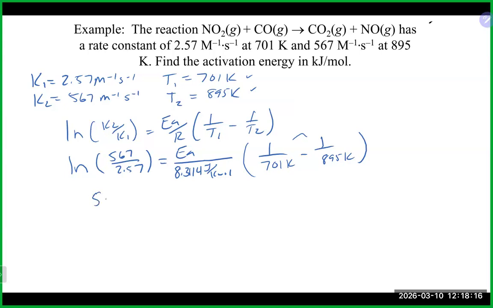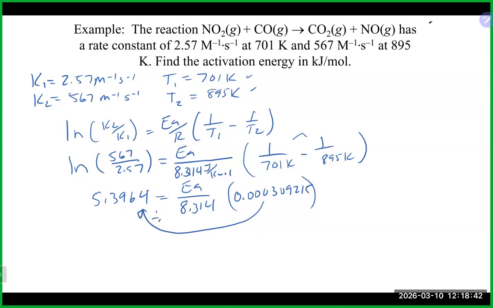And that's going to get you 5.3964-ish equals E of A over 8.314. And if you clean up what's in the parentheses, 1 divided by 701 minus 1 divided by 895, that's going to get you 0.000309215. Mathematically, we're going to divide that to the other side. And if we do that, we will end up with basically 17452.10 equals E of A over 8.314.